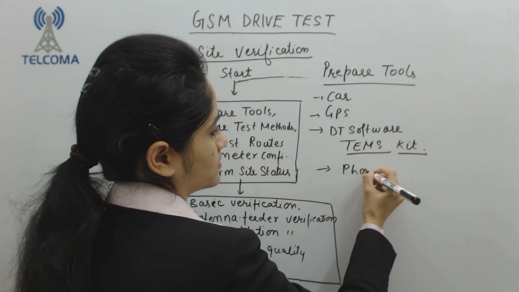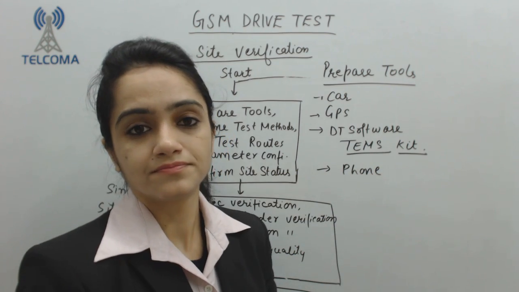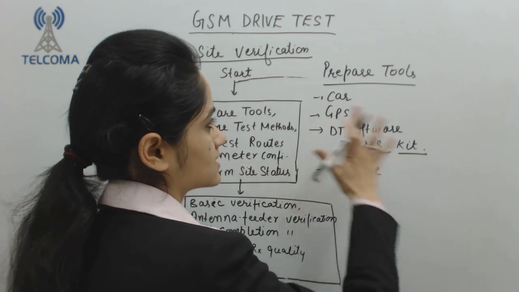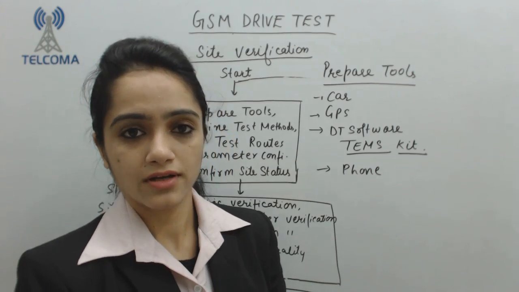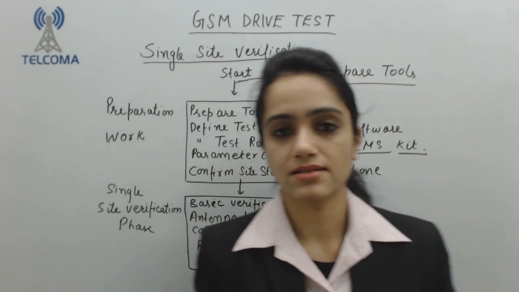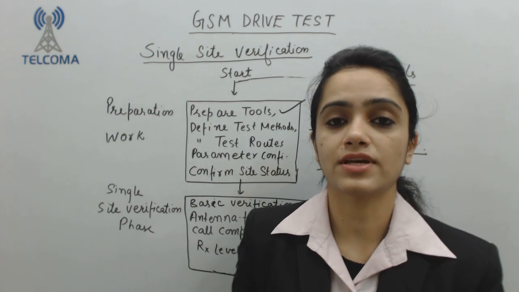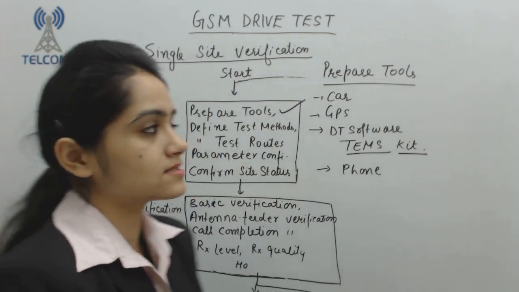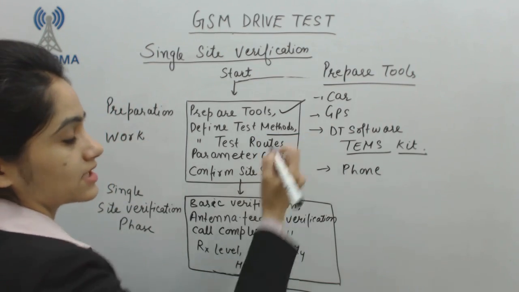We require a phone to call. So these are the things we require to prepare for the tools. Now we require to define the test methods, like whether we have a number of test methods, which we will discuss after this. So we require to define test methods.